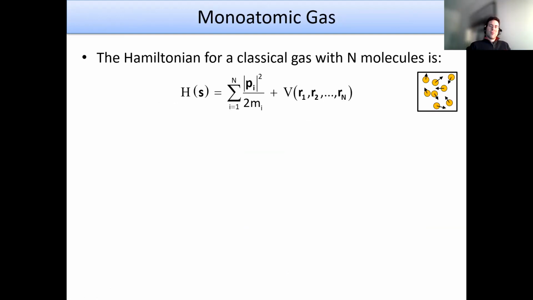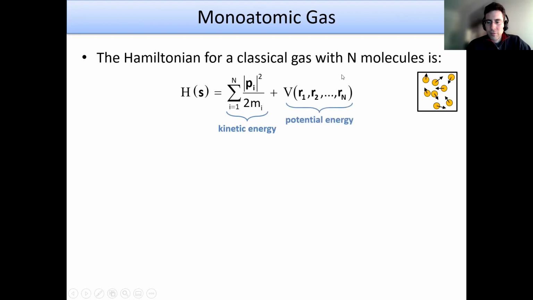So the Hamiltonian for a classical gas with N molecules is like this. We talked about this in the first hour. And we also said that this is the kinetic energy and this is the potential energy.